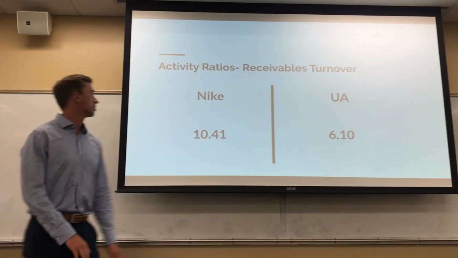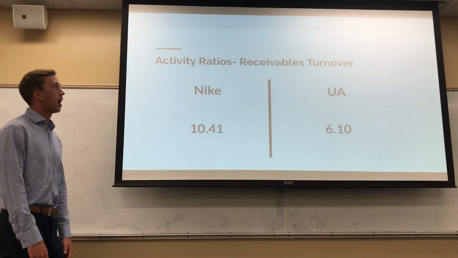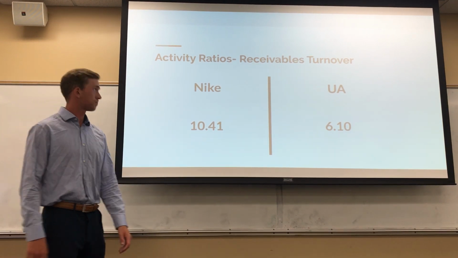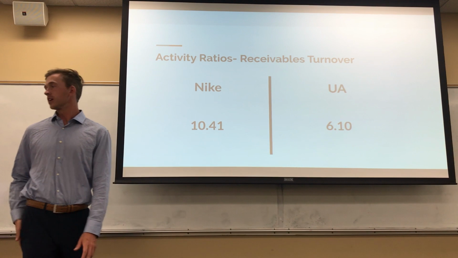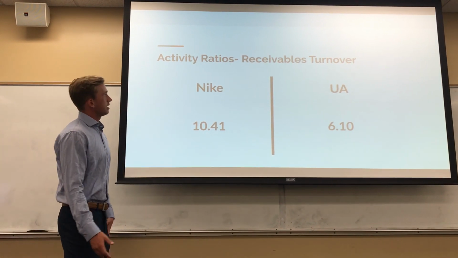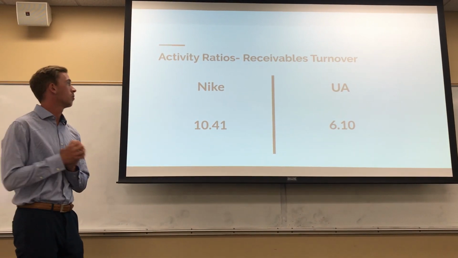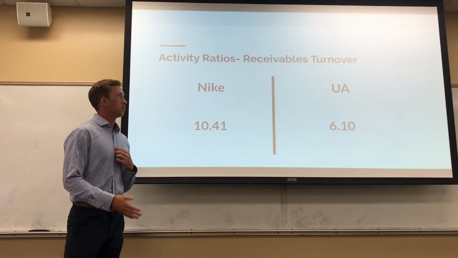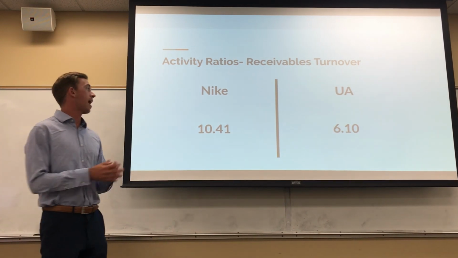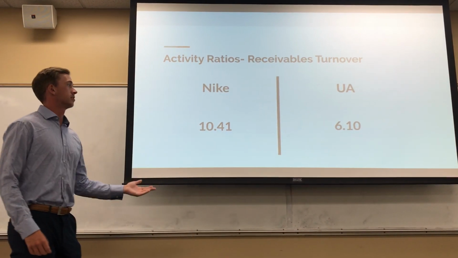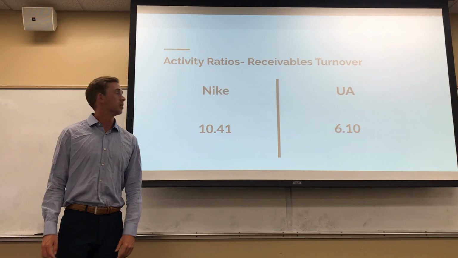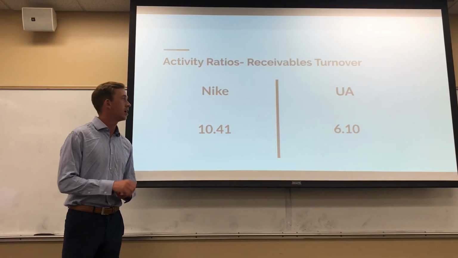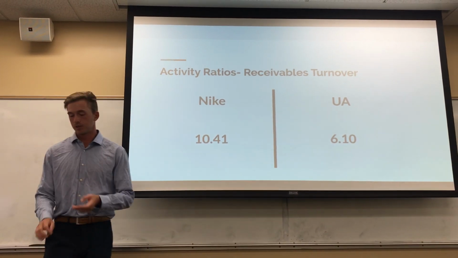We can see here Nike is again much higher than Under Armour, at 10.41, while Under Armour is at 6.10. What this ratio is telling us is how quickly these companies are getting paid from the credit they have given out. So this is pretty much how liquid their assets are. Nike is getting paid at a much quicker rate than Under Armour. They're getting much more assets quickly to reinvest in their company, to pay out dividends, and to overall help their stakeholders.